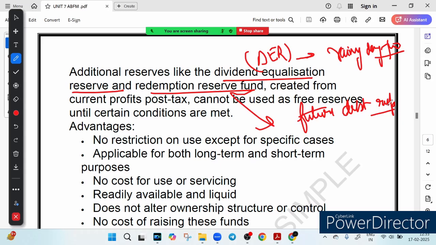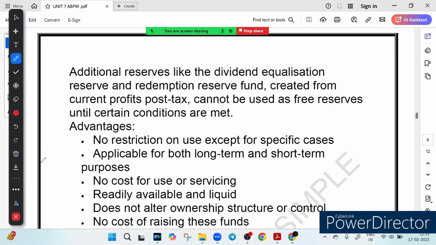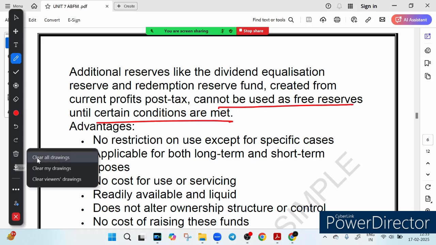Very nice. So friends, these are some special reserves. Some profit is stored in special reserves like DER and the redemption reserve fund, but there is a rule. The rule is that these reserves can't be freely used until certain conditions are met, and we will talk about these conditions later.